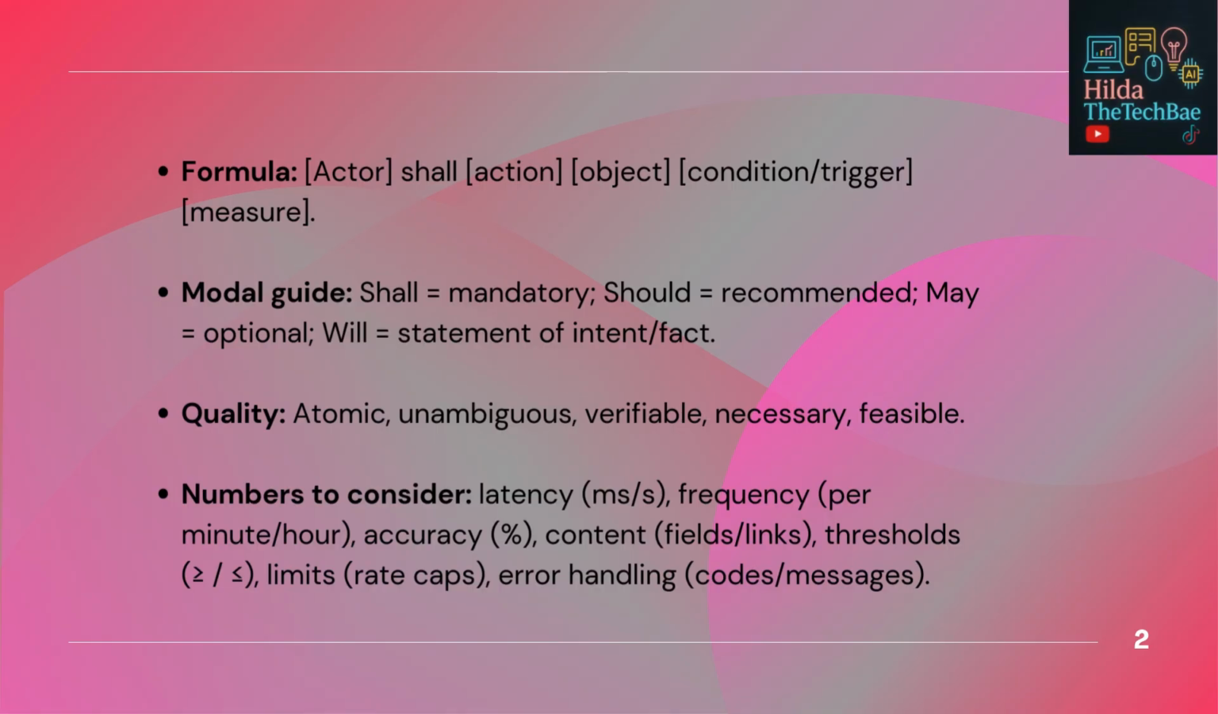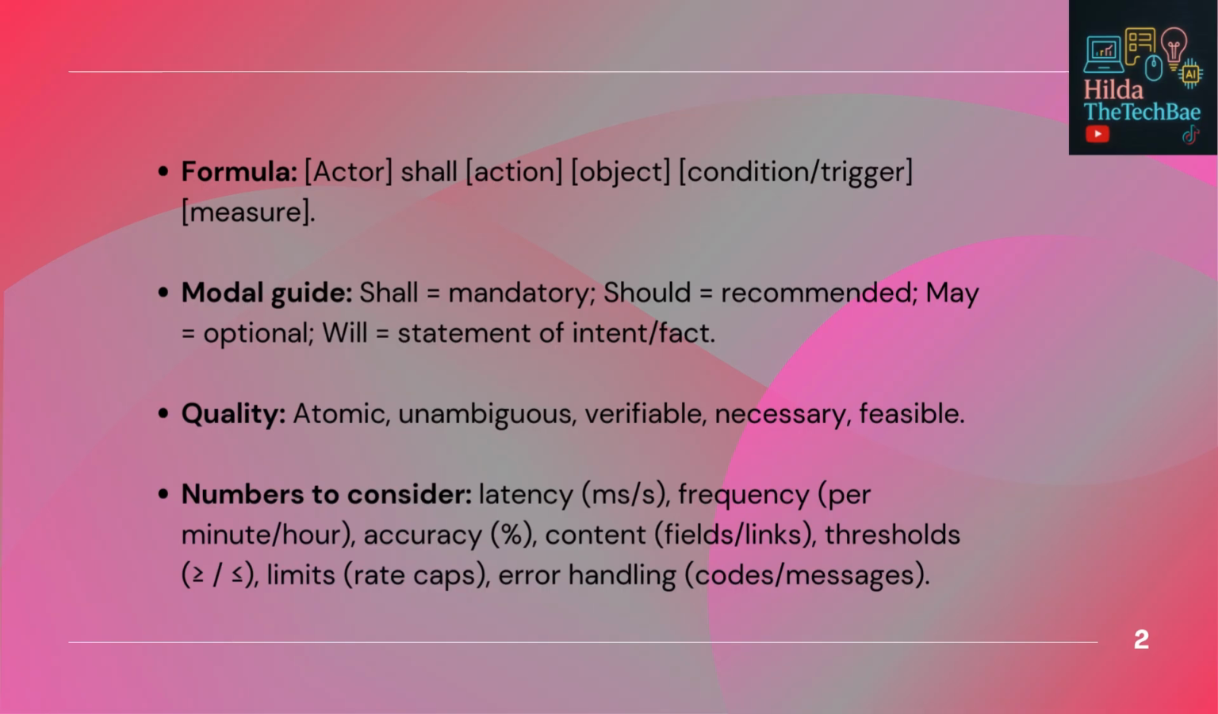Numbers to consider: you must use latency, frequency, which is going to be per minute or per second. Accuracy could be a percentage. Content could be fields, links, thresholds, limits, error handling, etc. Right? So don't forget, the numbers make things testable, right? Pick numbers that match the domain always.